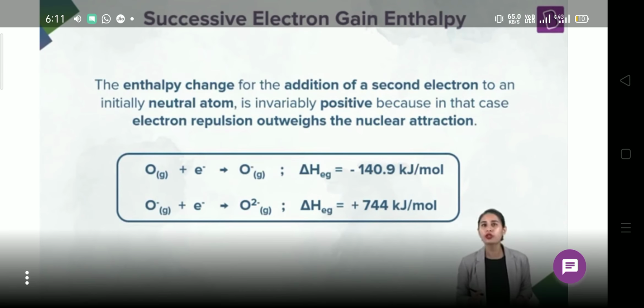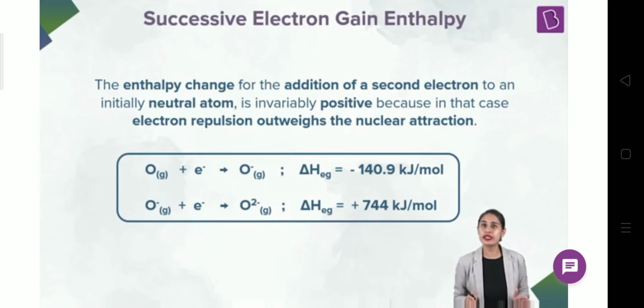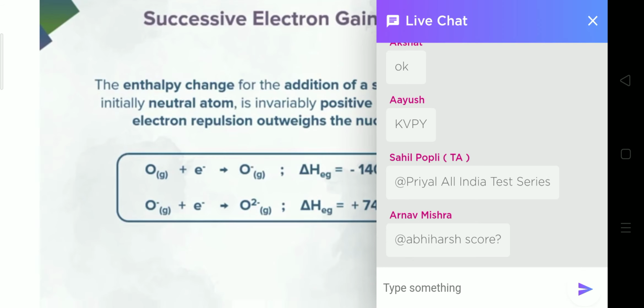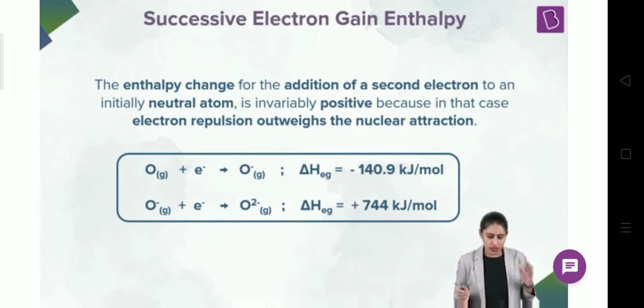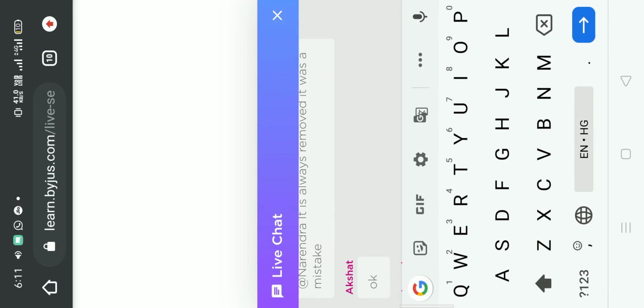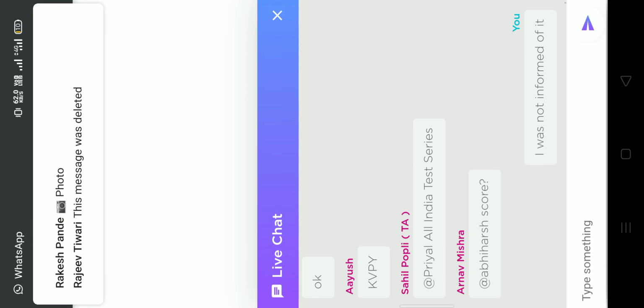Here, we know that electron gain enthalpy can be positive or negative. The positive examples are now clear: inert gas, alkaline earth metal, nitrogen. Negative ones are most of them. So one electron addition is simple.